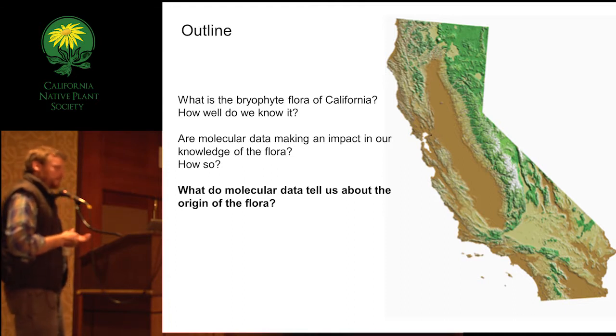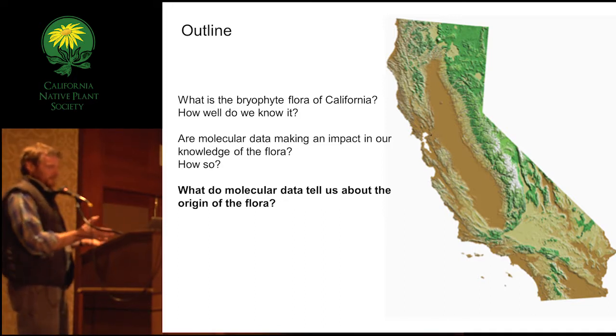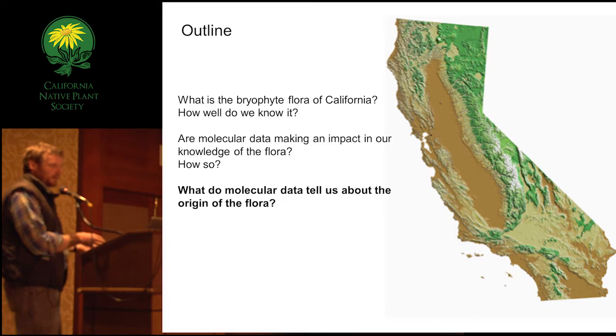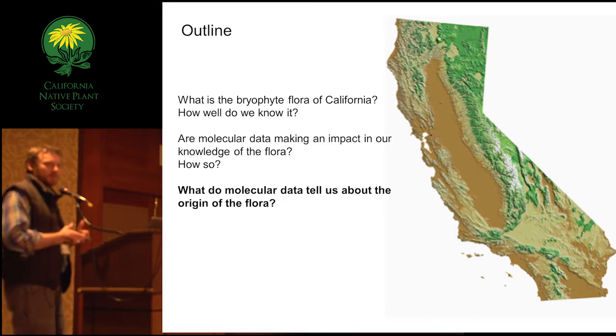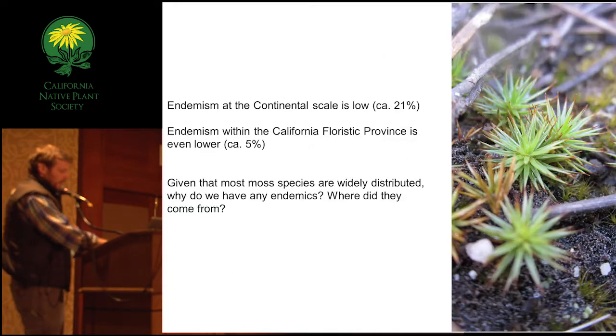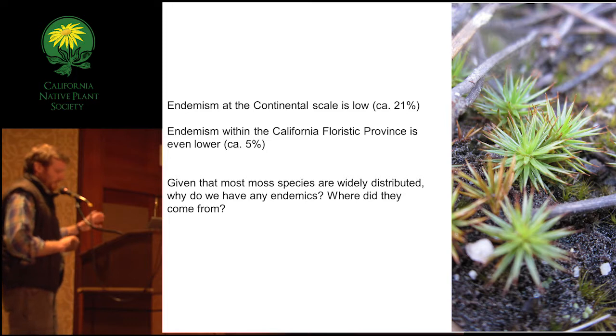But if we only have 5% endemism in California, we can't really do that with the mosses, right? Because if you have 5 or 10 species in a genus and they all live in California, you don't necessarily know that they evolved here. Maybe they evolved somewhere else and came over, and we don't know who the closest relatives are. And so that's what I want to talk about, and this just summarizes that.